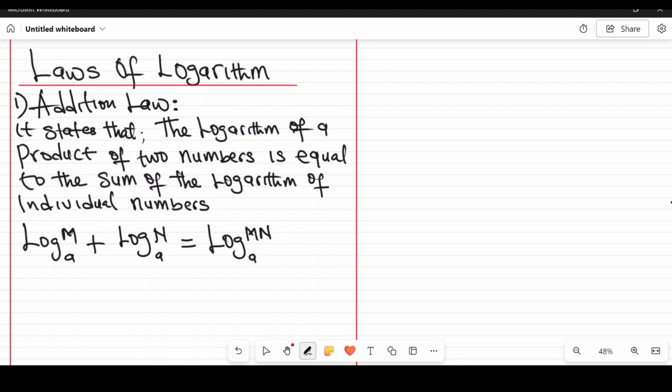So for an example, if I have log 8 to base 2 plus log 3 to base 2, this will be equal to log of 8 times 3 to base 2. This is known as the addition law of logarithm. The next law we have is the subtraction law of logarithm.